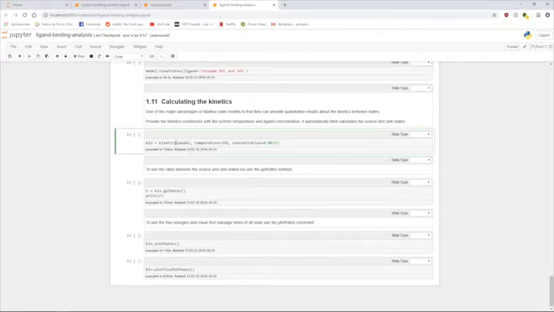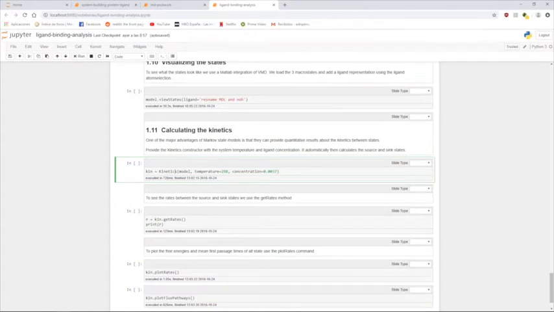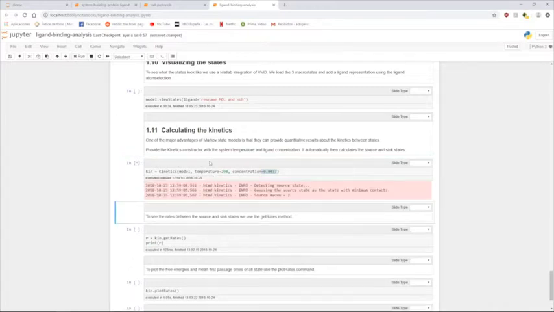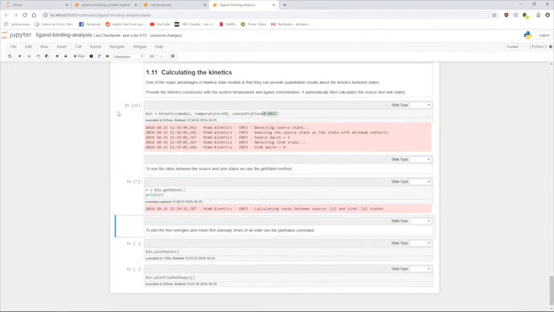So after you have your Markov state model, you can compute kinetic and thermodynamic properties, such as the binding affinity or the kinetics of the binding between benzamidine and trypsin. So we'll just load our model into this kinetics object. You can specify the temperature and the concentration of your protein, ligand, whatever, and you just run this. Okay, it auto detects the source and sink state, so from where it starts to where it ends, and we can compute the rates.